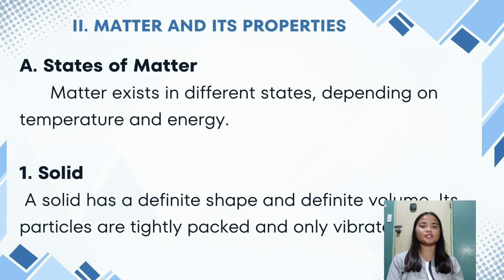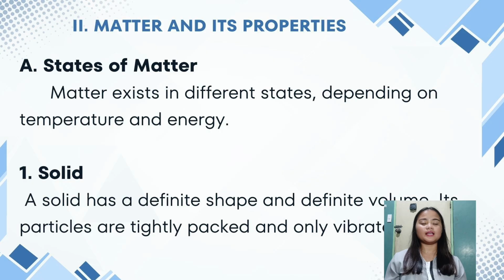Now let's proceed to matter and its properties. States of matter: matter exists in different states depending on temperature and energy. First is solid. A solid has definite shape and definite volume. Examples are rocks, an ice cube, or a paper.